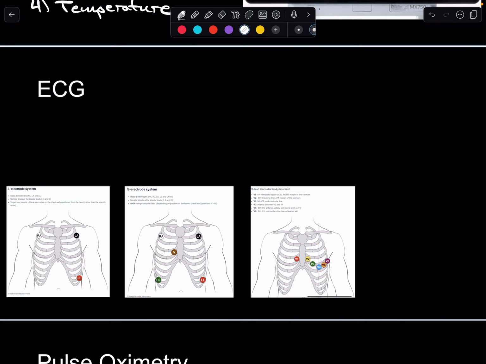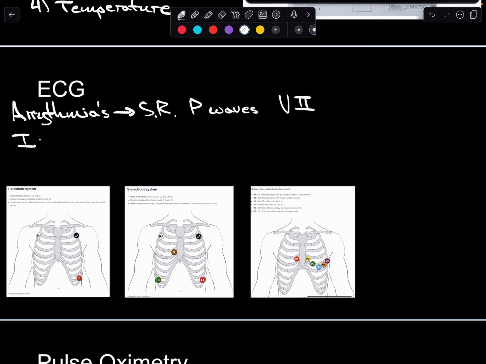So there's a few pearls when you're reading an ECG, or at least knowing how to appreciate the leads. So if you're ever monitoring or you're concerned for arrhythmias, your best bet to monitor for sinus rhythm or for P waves is going to be observing V2. If you're ever concerned for ischemia, then your best bet to detect this is going to be V5.